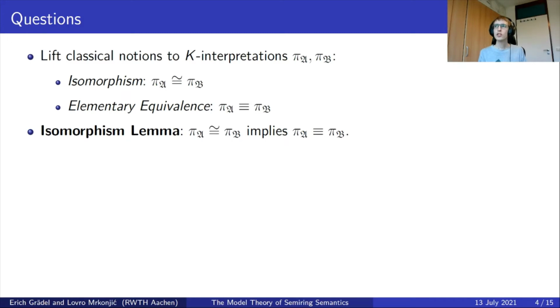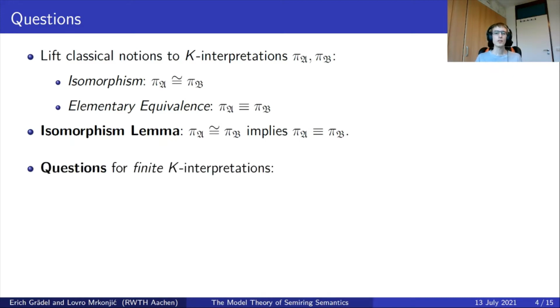With these definitions, we see that some classical results easily lift to semiring semantics. For example, the isomorphism lemma lifts to semiring semantics. So if two K-interpretations are isomorphic, they are also elementarily equivalent. This is not very surprising, and it's also desirable because we want our logic to be invariant under renaming.